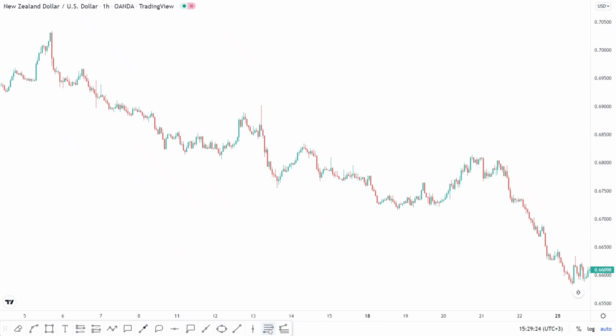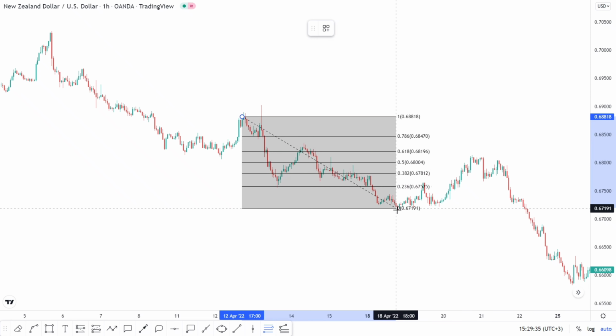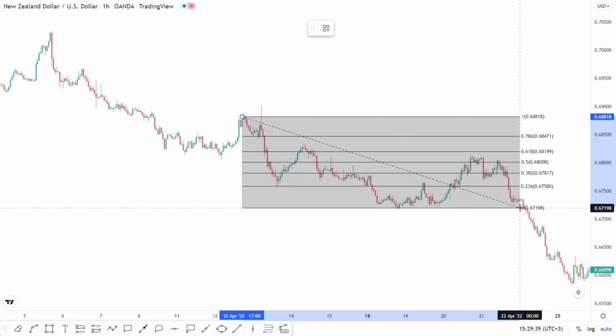So we'll take our Fibonacci retracement. Remember that we draw the tool using the previous impulse move. Our previous impulse move is from this point to the next lowest point, which is somewhere here. So I'm going to extend my Fib to the right.